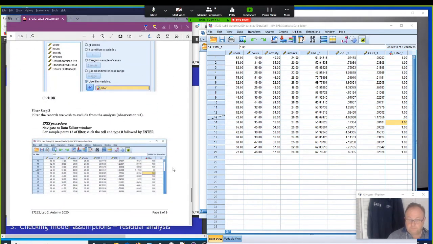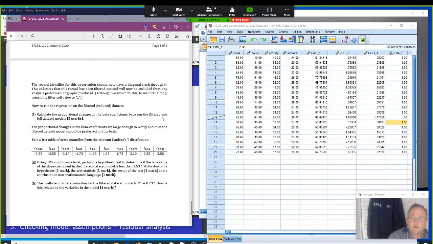It's now got a slash through it, so any computations we're going to do will not include that. So we've got to go back and repeat that. Now rerun the regression on the filtered or reduced data set.